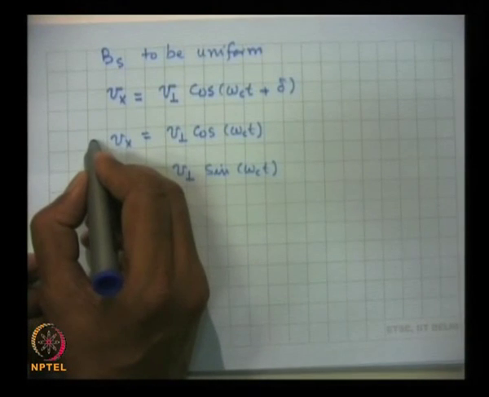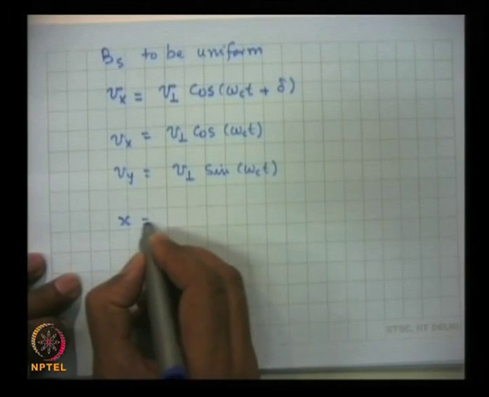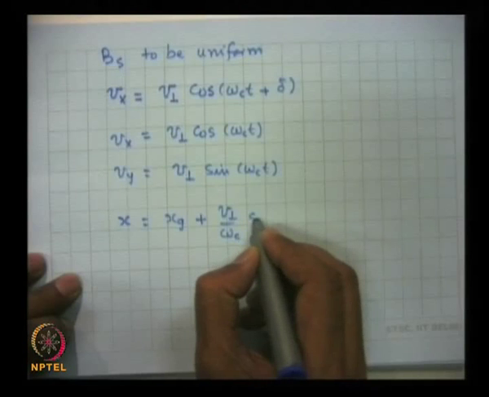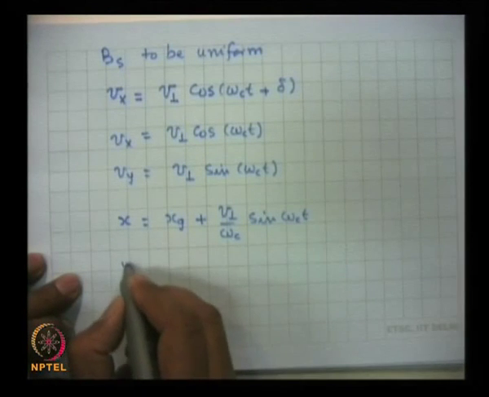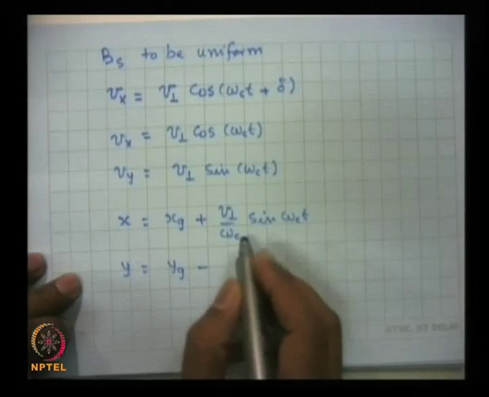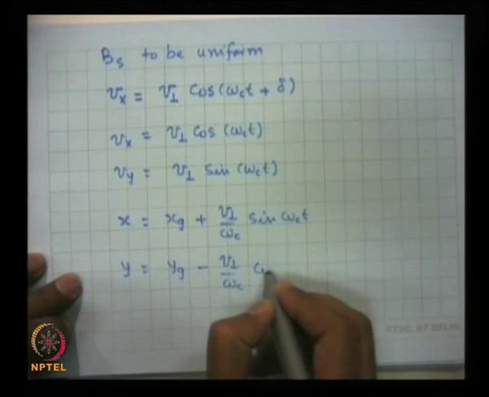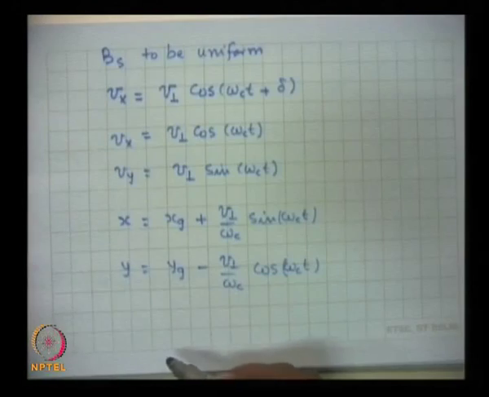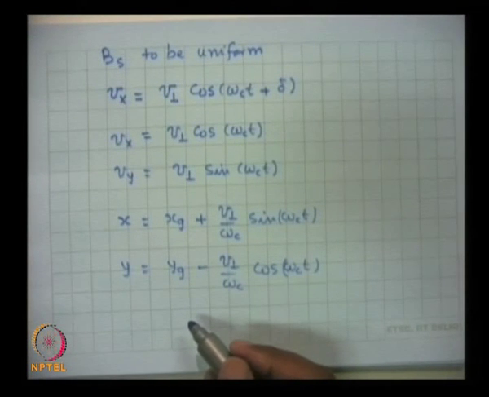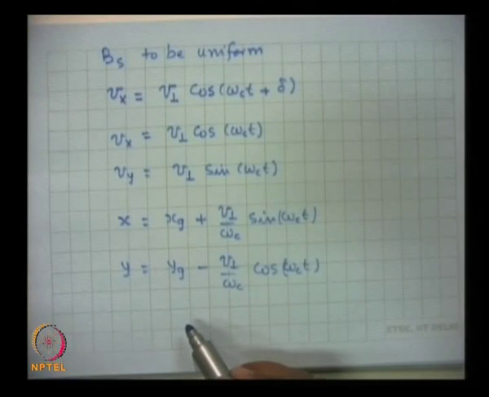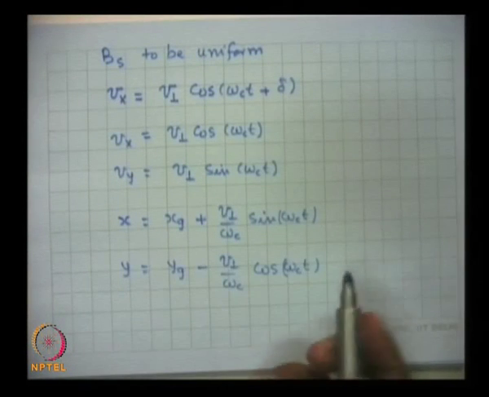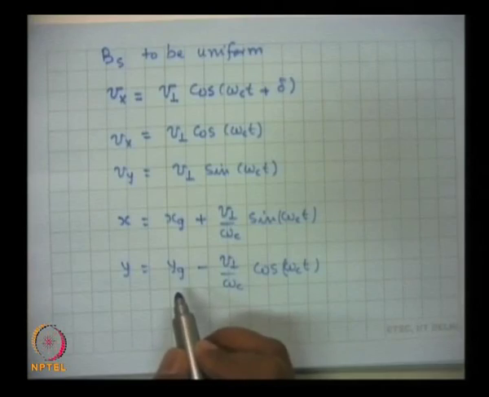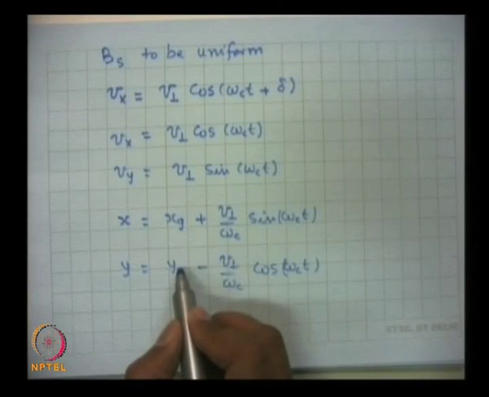And putting this equal to dx by dt and integrating, I get x is equal to xg plus V perp upon omega c sine omega ct, and y is equal to yg minus V perp upon omega c cos omega ct. These are the solutions of equation of motion that we had discussed in our last lecture on taking delta equal to 0. Delta is the initial phase of Vx at time t equal to 0. You may note here that this is the equation of a circle in xy plane with xg, yg as the center. Xg, yg are called coordinates of the guiding center.